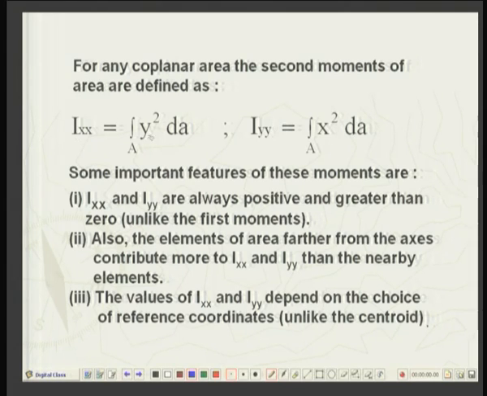Remember, Ixx will have y square dA integrated over the entire given area. So, y square dA integrated over the entire area, this is the area integral. Similarly, Iyy, that is the second moment about the y axis, will be the integral of x square dA, that is the distance from the y axis squared, integrated over the entire area.